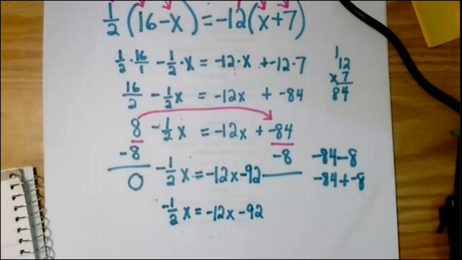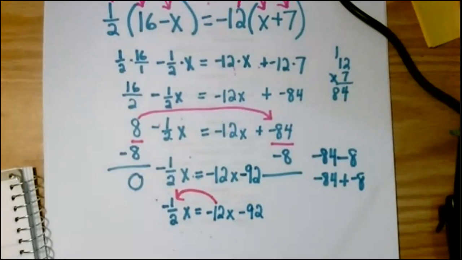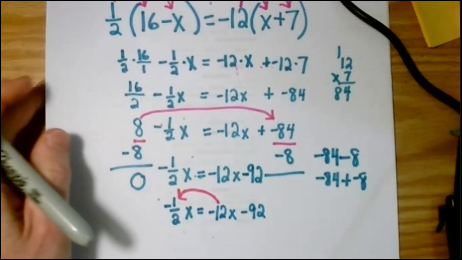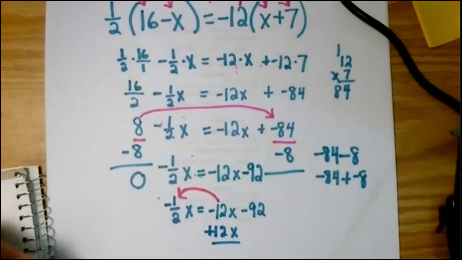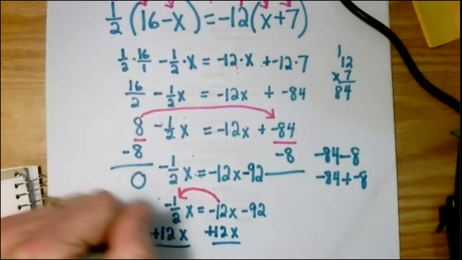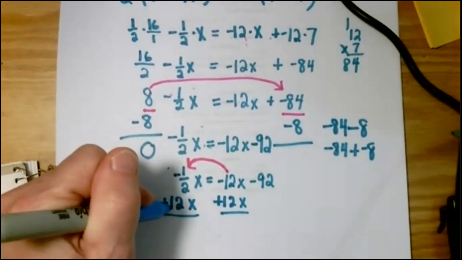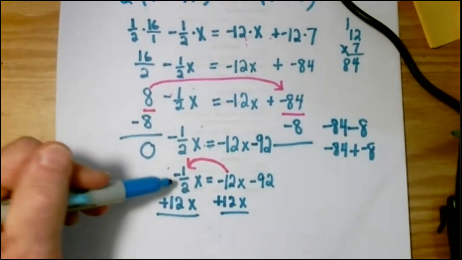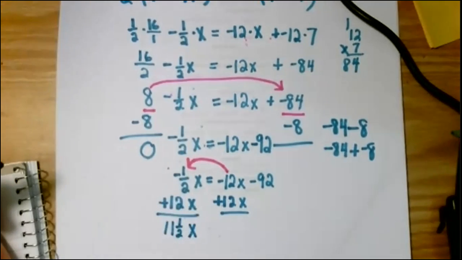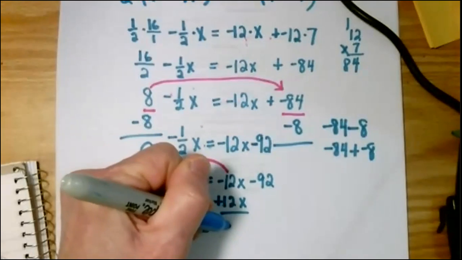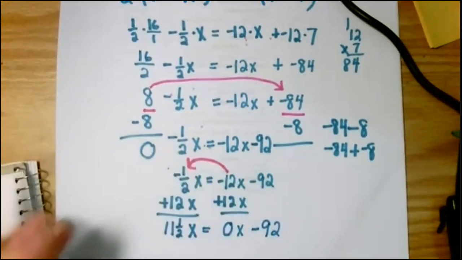Now I have to get my x's together. This needs to end up on this side of the equation. In order to do that, I'm going to use inverse operation. So I'm going to add 12x to both sides. Now, just because we have a fraction, that's okay. If I'm going to take a 12x and subtract half from that, I'm going to end up with 11 1/2 x. And on this side, the 12s will become 0x, because I have a negative and a positive, minus 92.